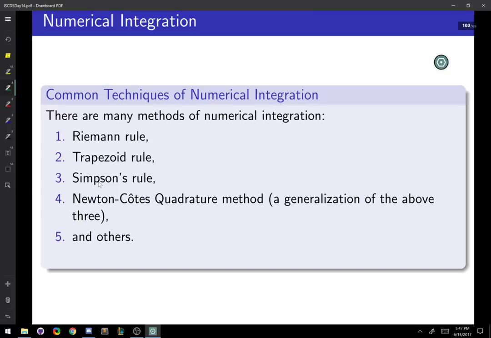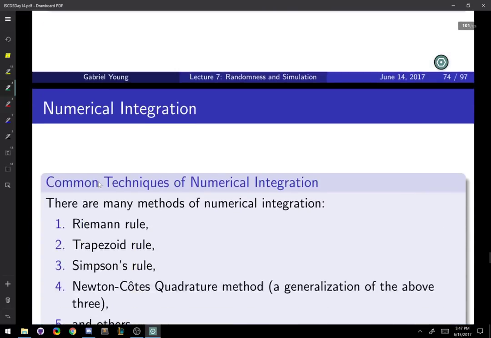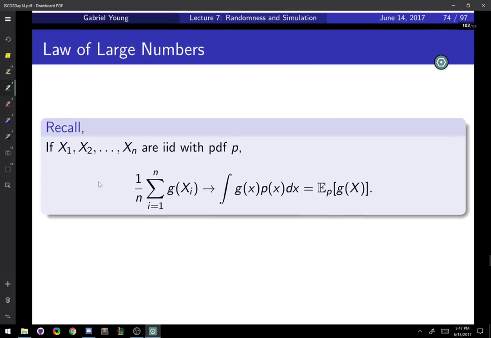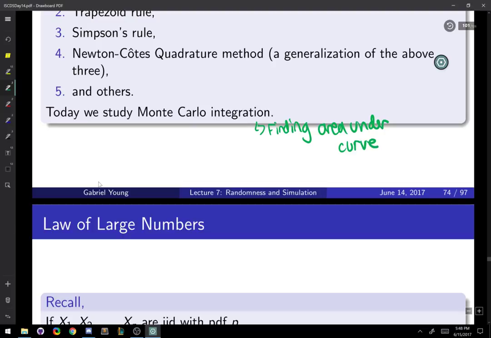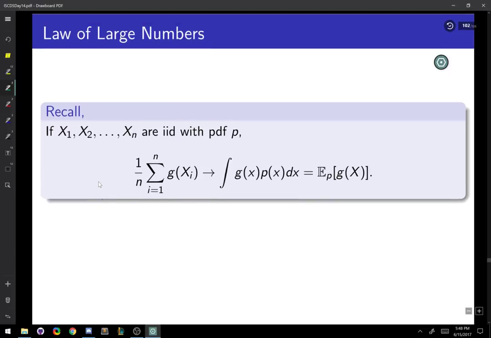But it's a pain. So today we're going to study Monte Carlo integration. It's a way to actually find area under a curve using random number simulation. And this is the basis of Monte Carlo integration. Does somebody know what this theorem is called? The law of large numbers. Thank you. Awesome. So there's two very important results: the law of large numbers and the central limit theorem. This is not a convergence in distribution because this is a number. Does that make sense? So this is the law of large numbers.